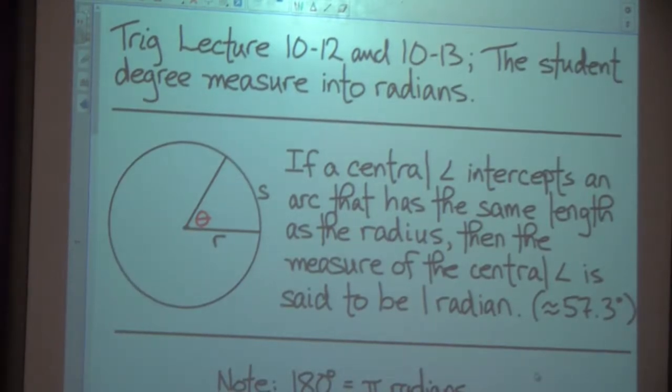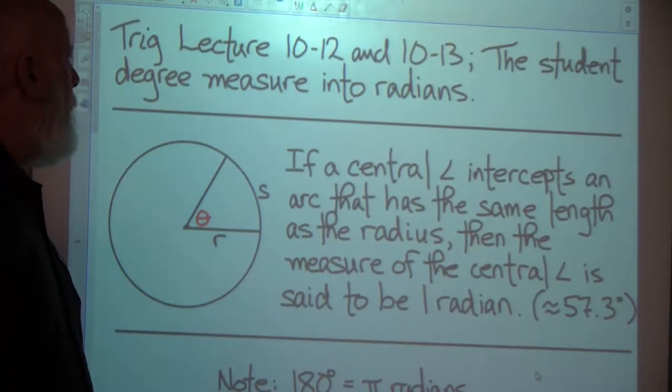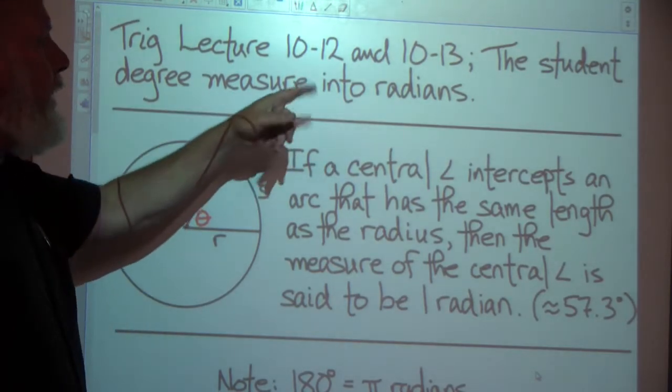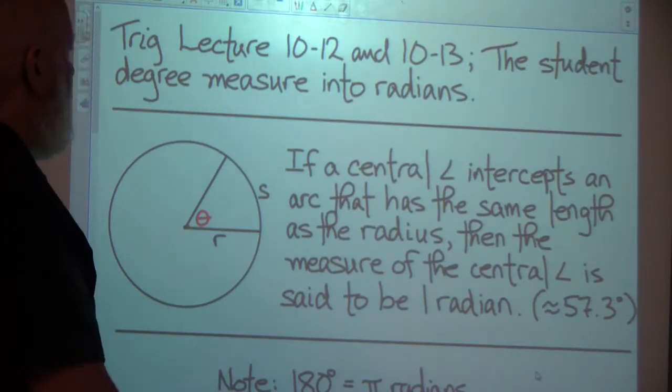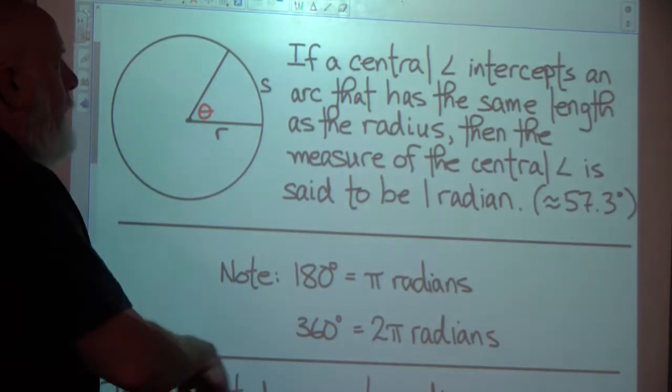Let's see what we got going on here. Looks like we have a trig lecture for 10, 12, 10, 13. The student will change degree measure into radians. That's what it should say. Student will change degree measure into radians. So let's take a look at what that means.